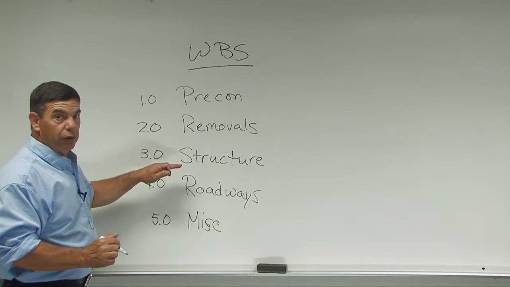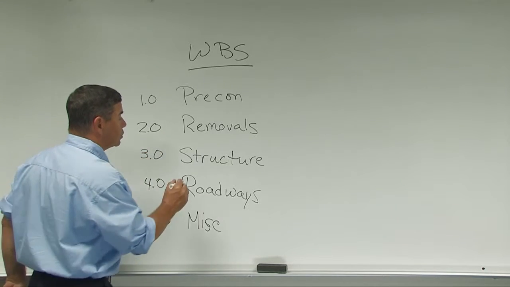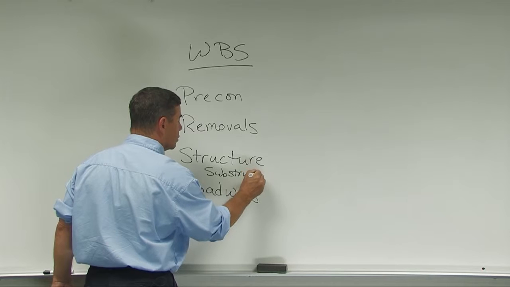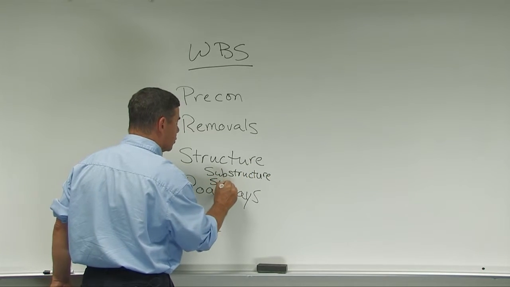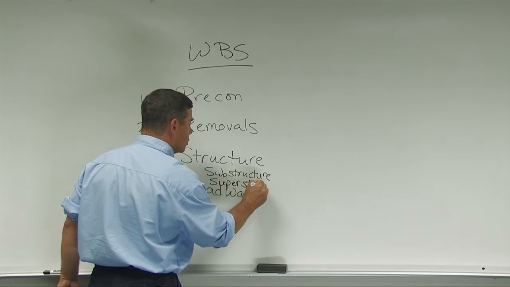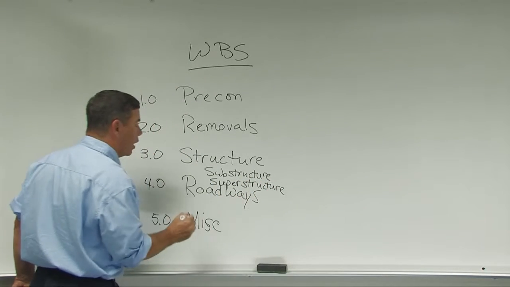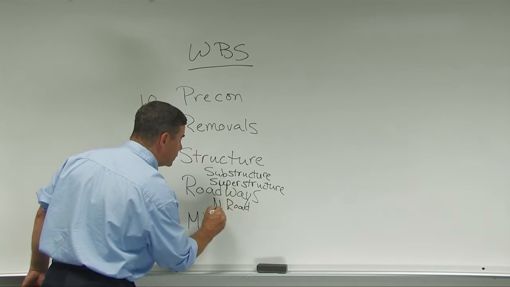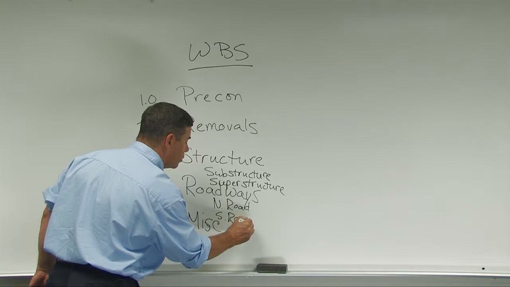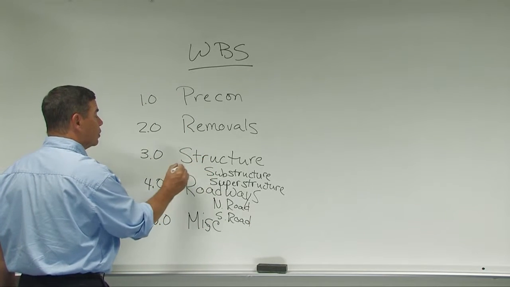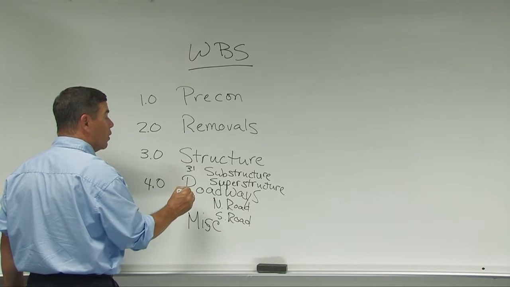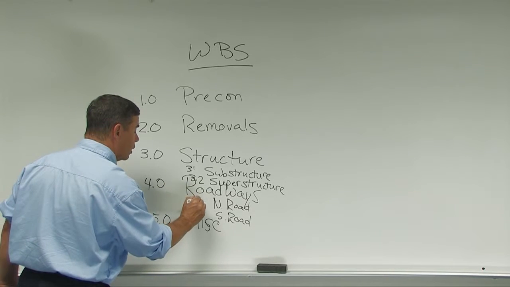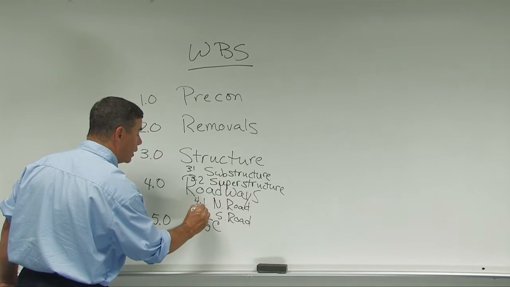To keep this brief, we'll just do a couple of them. Under structures, we will put substructure and superstructure. Under roadways, let's use north and south. The substructure then gets a number, 3.1. Superstructure gets a number, 3.2. The north road gets a number, 4.1, and the south road will get 4.2.